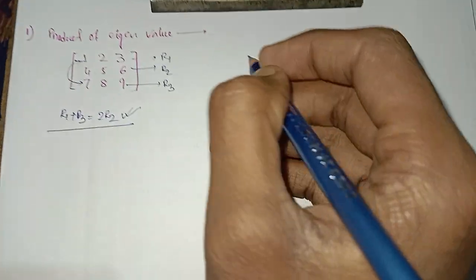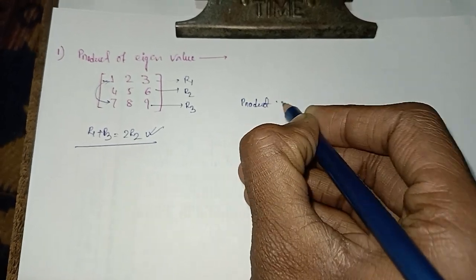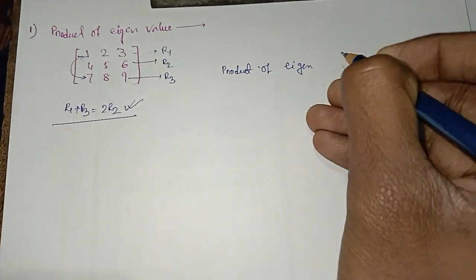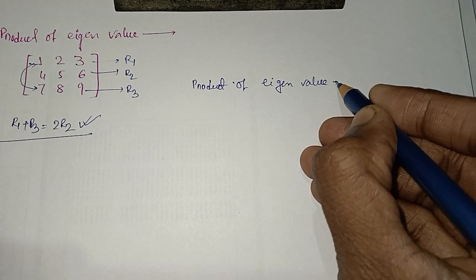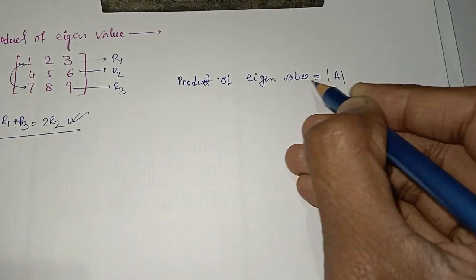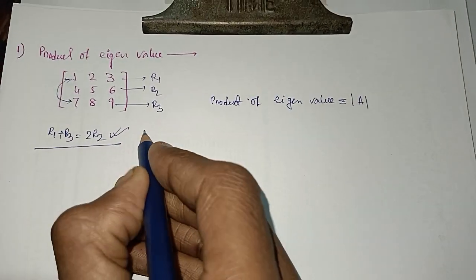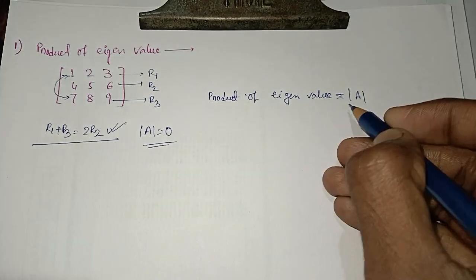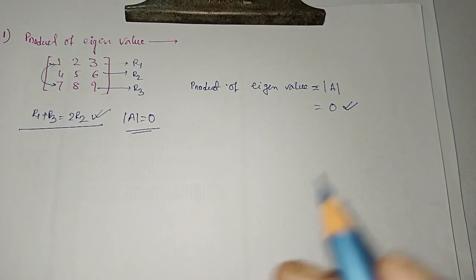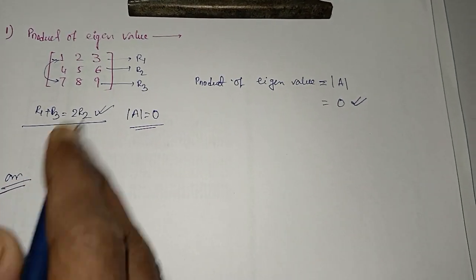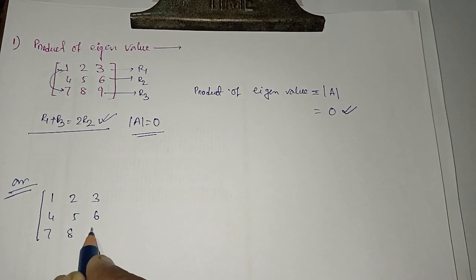One more thing: we know that the product of the eigenvalues is equal to the determinant of the matrix. We also know that if any such relationship is present among the rows, then the determinant of the matrix is equal to 0. So the product of the eigenvalues is equal to 0. Or else we can solve this another way, using the relationship present in 1 2 3 4 5 6 7 8 9.